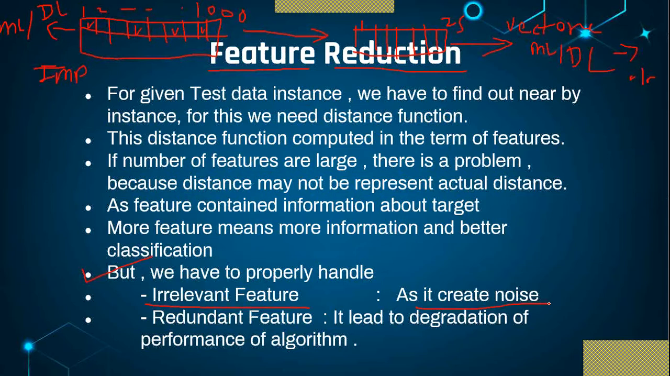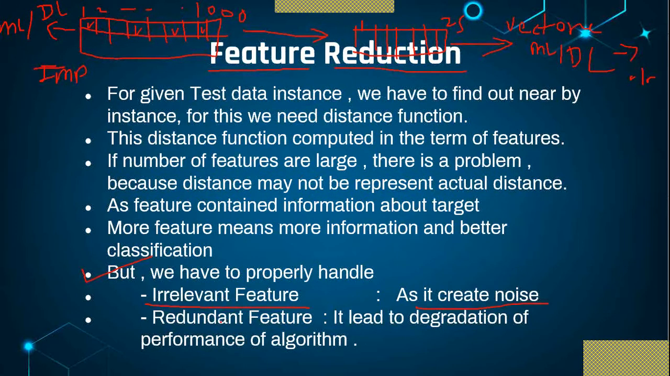Then another feature, that is economic index opacity. It is also not so relevant. It is relevant, but not so relevant to your machine learning algorithm prediction or deep learning algorithm prediction. So you can remove or reduce that particular feature. These irrelevant features you can remove from your data set.